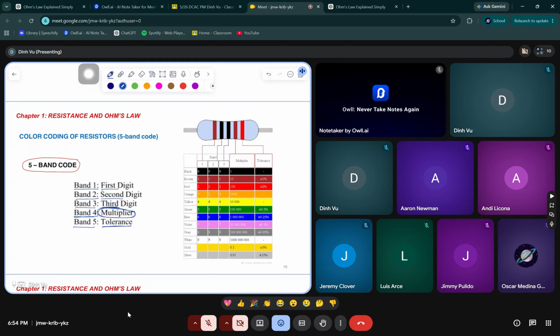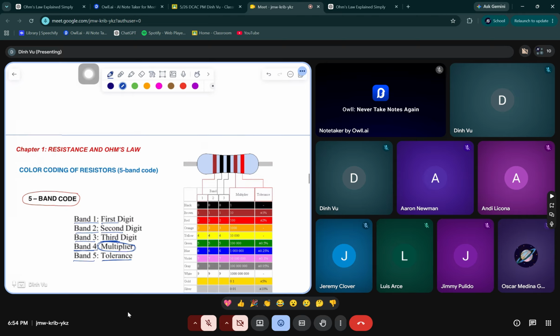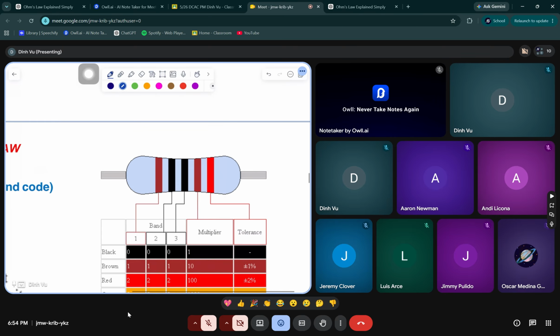So the method of reading the values is very similar, but now we have 3 digits, band 1, band 2, band 3, and next the multiplier. Now, for example, in this picture, band 1 is brown. Band 2 is black. Band 3 is black. And band 4 is brown.